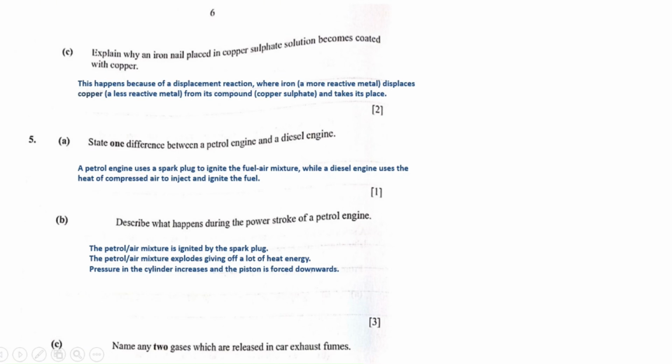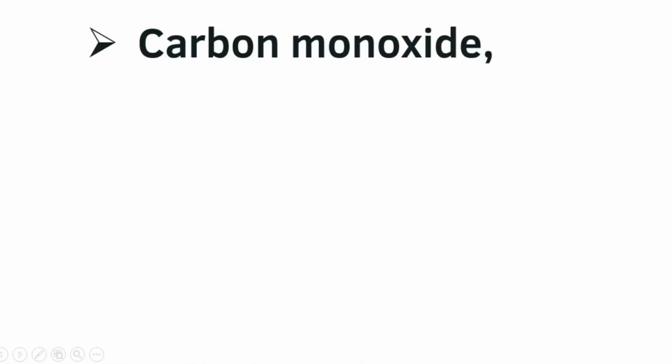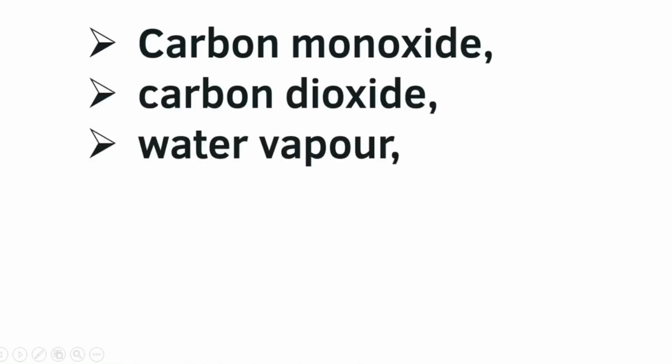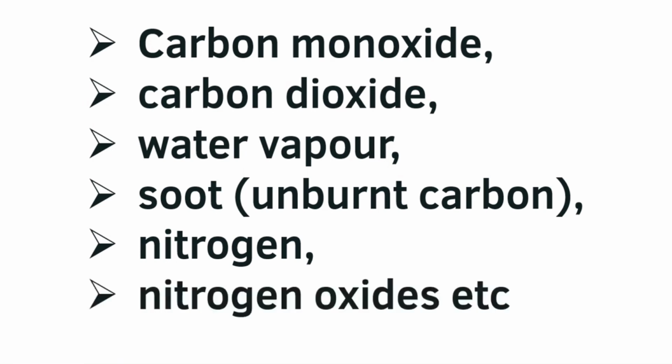Name any two gases which are released in car exhaust fumes. There are a lot. You can choose from carbon monoxide, carbon dioxide, water vapor, soot, which is unburned carbon, nitrogen itself, because if some of it is not going to react, nitrogen oxides, sulfur oxides. Any gases you can name, you can choose from here.